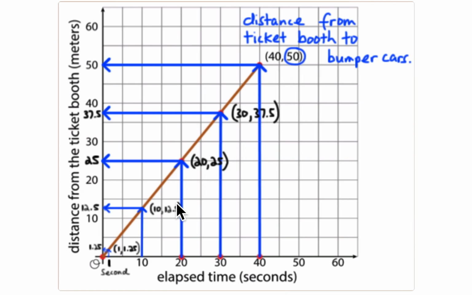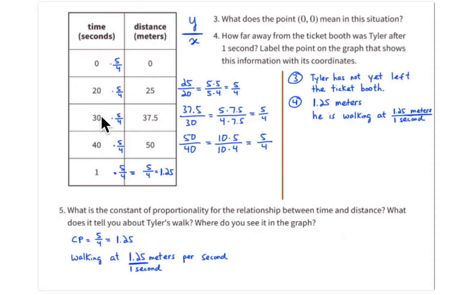So the y coordinate is always the number of meters. The x coordinate is where you start. So you start at 0 and you go out a certain amount of time, and then go up to the graph that tells you how far you have traveled in that time.